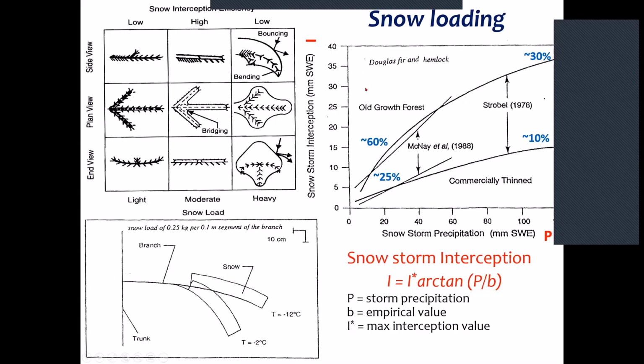Okay, now this plot is kind of interesting because it illustrates how snowstorm interception, or the rate of interception, varies as you increase the amount of precipitation through time. So you've got two different types of environments here. One is an old-growth forest, one's commercially thinned. I don't know anything about the characteristics of these forests other than this is going to be a fairly complex, multi-structured forest, and this is going to be a fairly homogeneous and fairly open canopy.